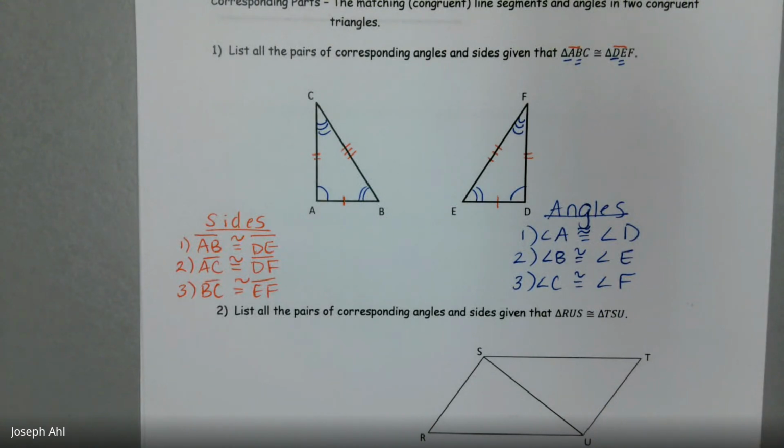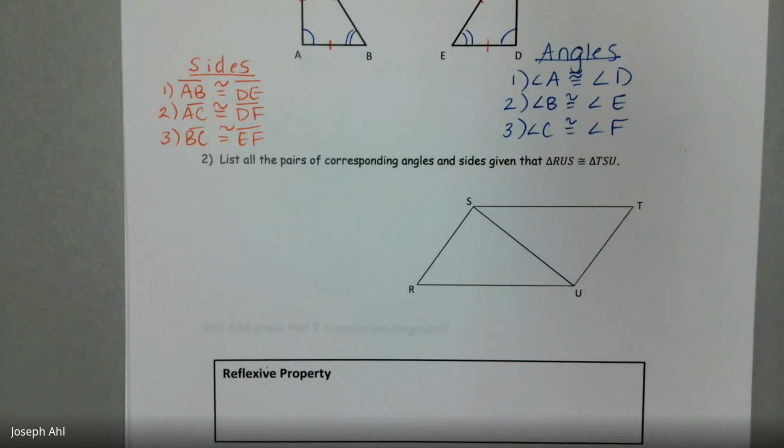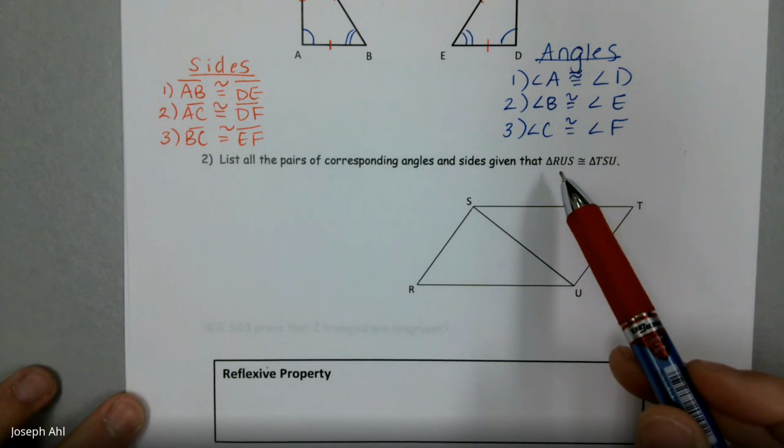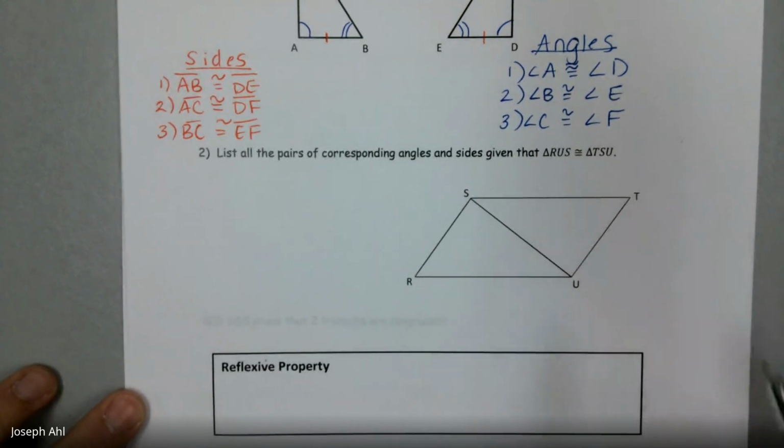So what I'd encourage you to do is maybe actually pause the video here for a second and try this next example. So the picture looks quite different, but what we want to do is list all the pairs of corresponding angles and all the pairs of corresponding sides that would have the same length, given this congruence statement that triangle RUS is congruent to triangle TSU. So hit pause, and then once we've taken about a minute there, we'll come back and we'll start going over these.